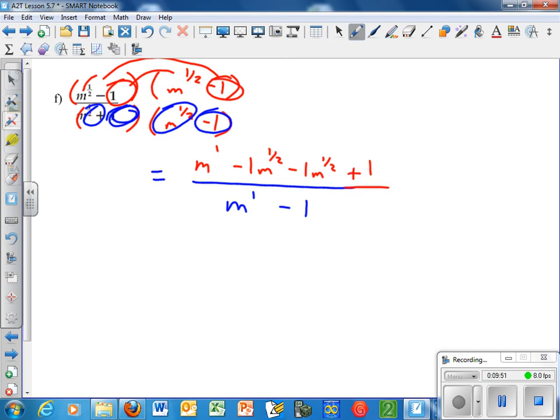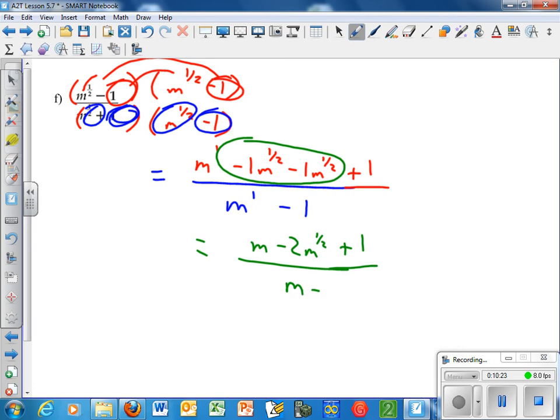Okay, let's clean it up and simplify it a little bit. On top, these two right here are like terms. So on top, I'm going to have this m to the first, or m. This is going to be minus 2m to the 1/2 power, and then I have plus 1. Now really that means m minus 2 square root of m plus 1, but because the problem was written with rational exponents to start with, we want our answer with rational exponents. And then on the bottom, I have m minus 1.